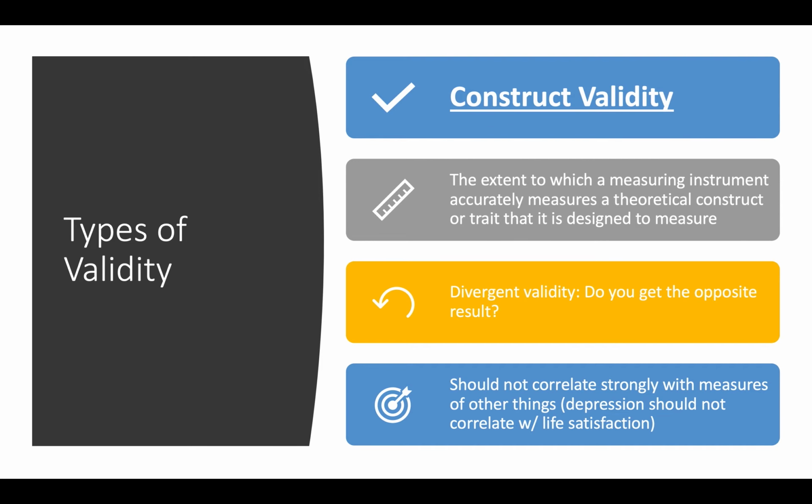Now, the second type of construct validity is divergent validity. So, did you get the opposite result, right? This means that your measure should not correlate with measures of other things, right? So, for example, your new depression inventory should not correlate strongly or positively with a life satisfaction inventory, right? Because those are two different constructs measuring two different things completely.